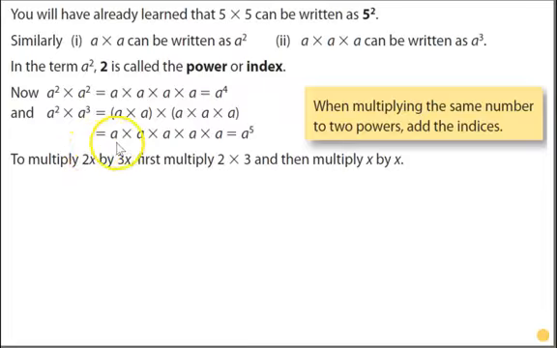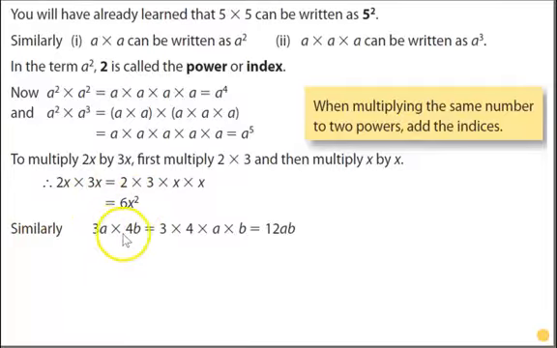To multiply 2x by 3x, we first multiply the big numbers, 2 by 3, and then we multiply the x by x. So 2x by 3x is 2 by 3 by x, which gives us 6x squared, because 2 by 3 is 6, and x by x is x squared, because x is really x to the power of 1, and the other x is really x to the power of 1, and 1 plus 1 makes 2.